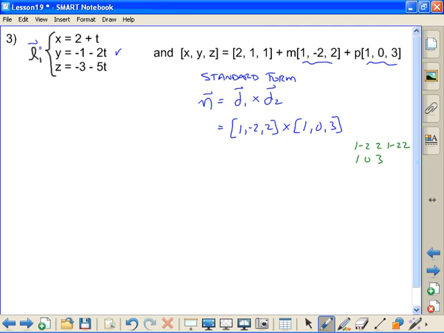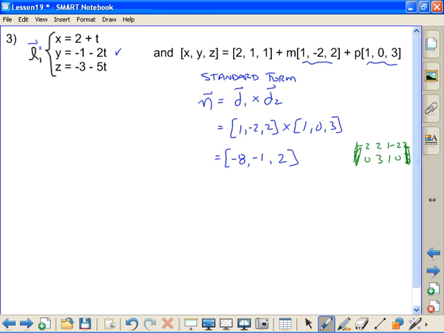1, 0, 3, 1, 0, 3. Crossing out the first and the last. So the resulting vector will be negative 6, take away 2, negative 8. And then 2, take away 3 is negative 1. And then 0, take away 2, so that'd be a positive 2.